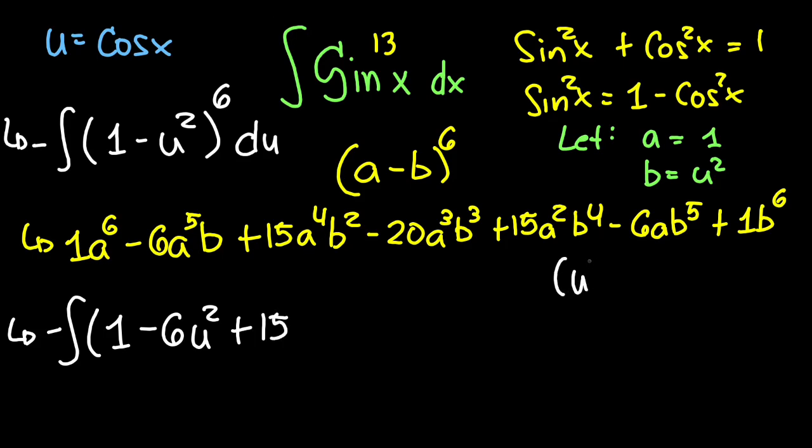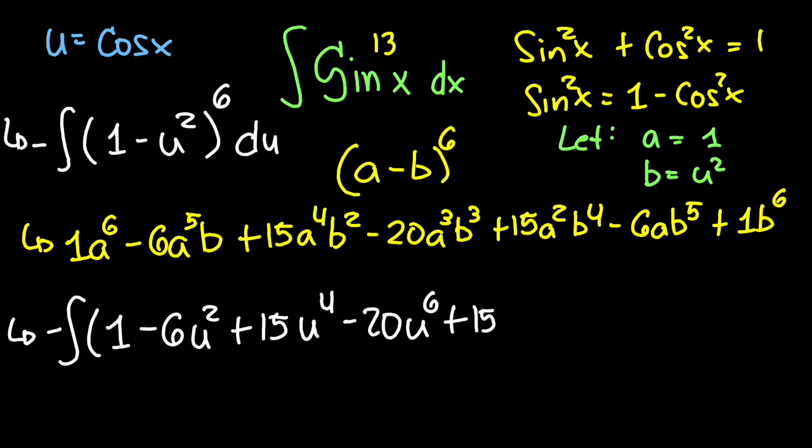B squared is u squared to the power of 2, which would be equal to u to the power of 4, minus 20, a cube is 1 again. B cube would be equal to u to the power of 6, plus 15, a squared is 1 again.